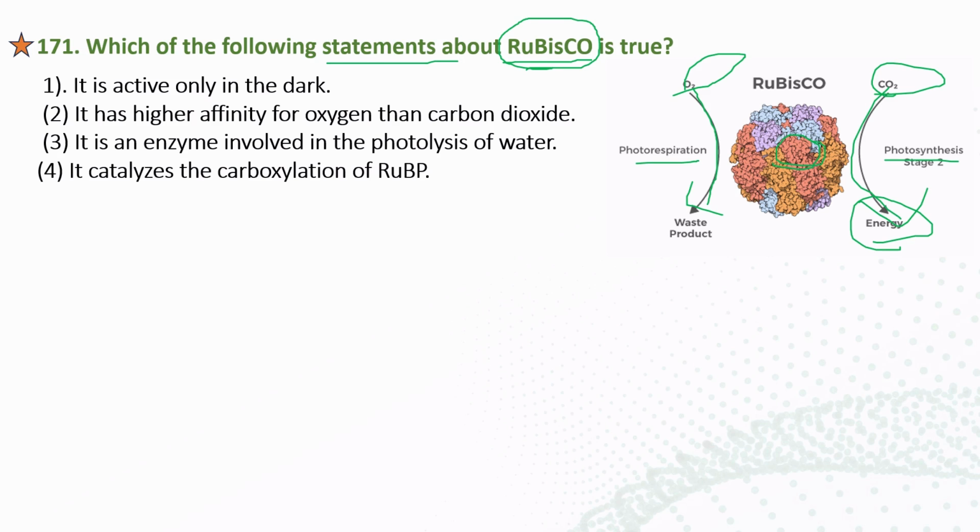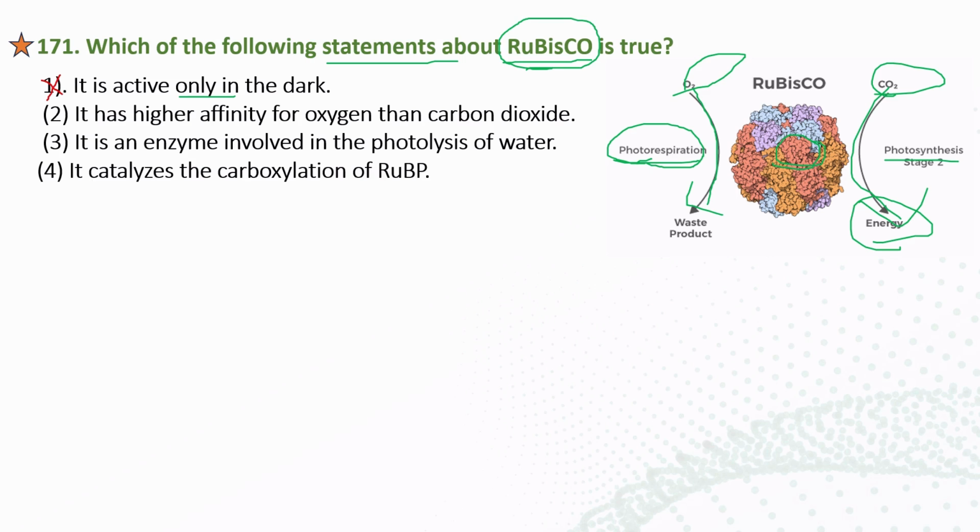First statement is it is active only in the dark. You cannot say that it is active only in the dark. Why? Because it is active also in the light. That's why it is showing the photorespiration and photosynthesis. So this first option is wrong.